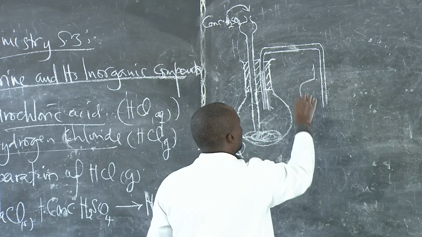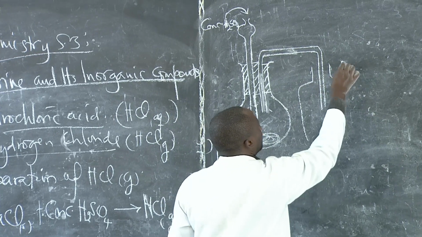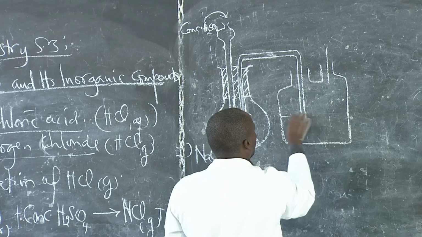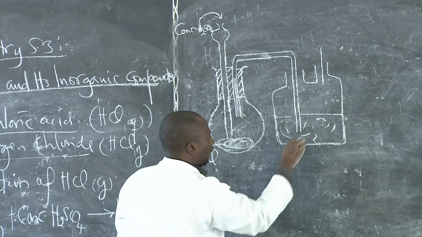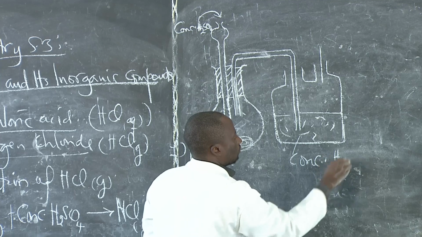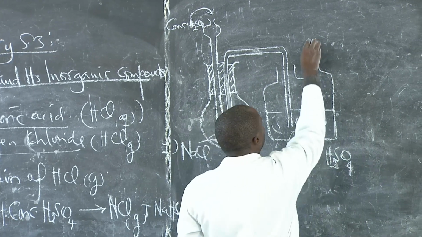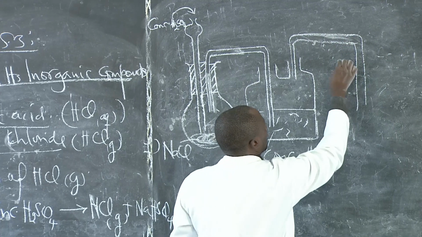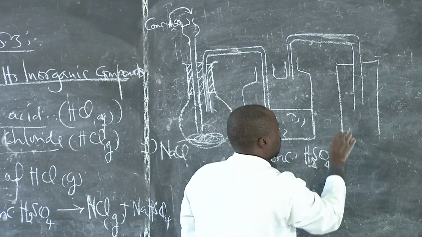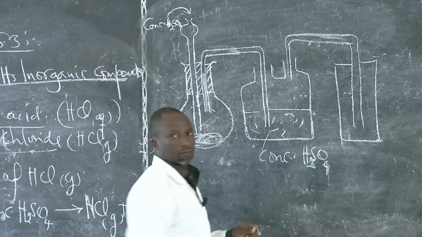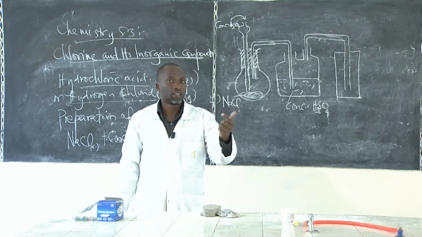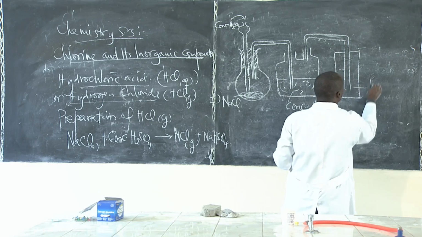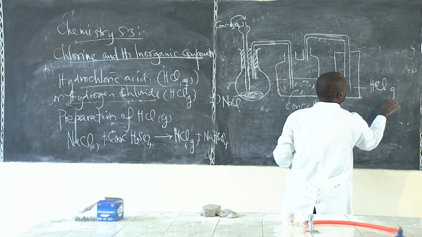Even when it comes to this one, here we have concentrated sulfuric acid again, and then the gas is collected by this method. So what is the name of this method? You can suggest the name of the method. Very good. So this is downward delivery, or upward displacement. So this is hydrogen chloride gas.